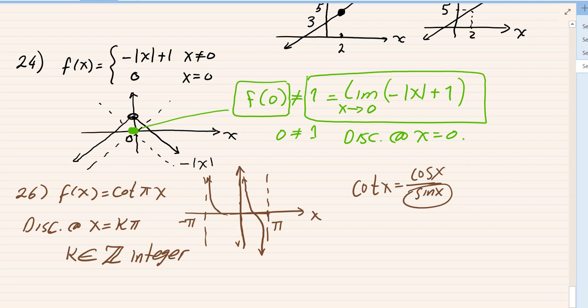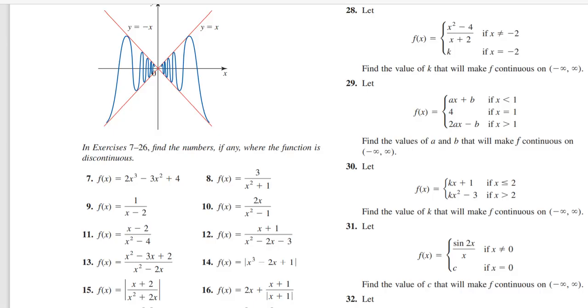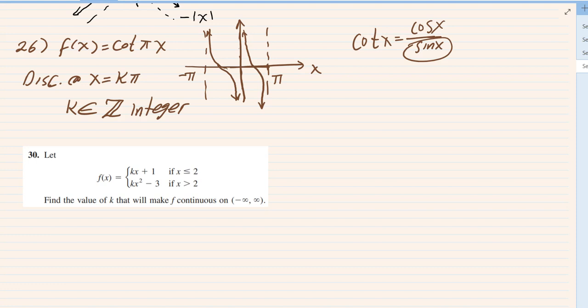So remember, all your trig functions are continuous over their natural domain. Let's go and find other examples here. Okay, let's take a look at number 30. I'm going to copy number 30 into my notes now. Okay, let's take a look at exercise number 30.